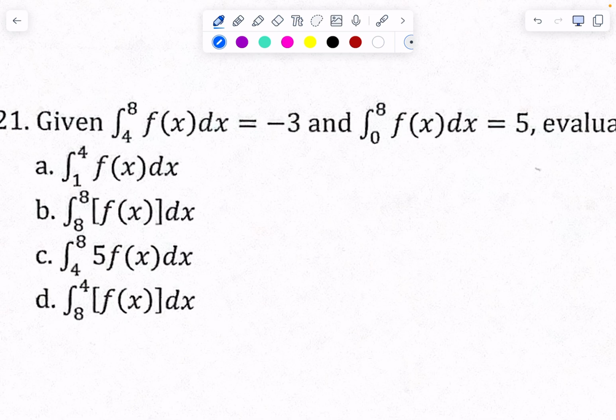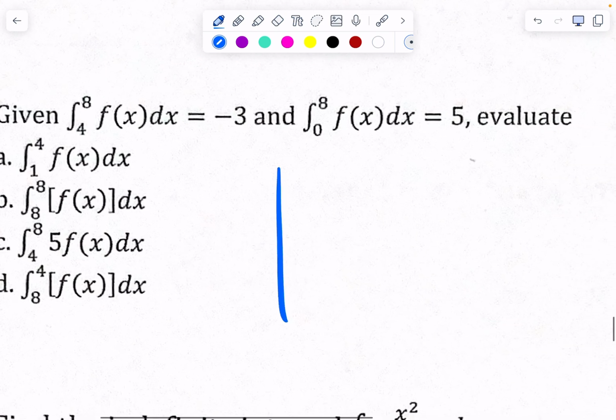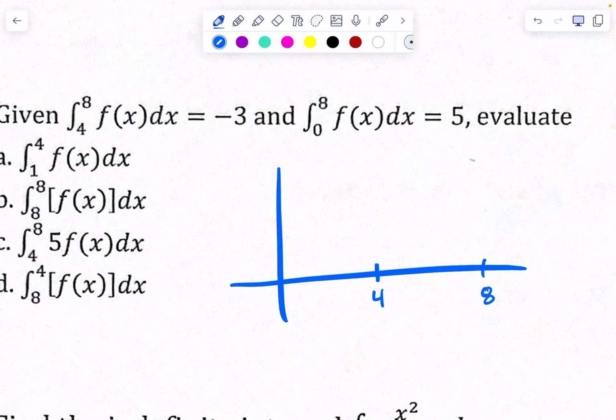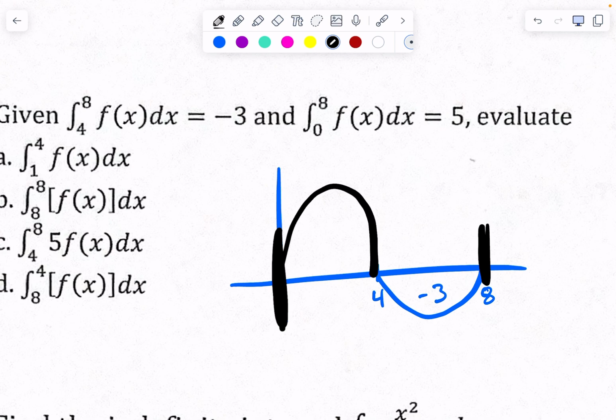Okay, so f of x looks something like this, right? From 1 to 4, and 4 to 8, it's negative 3. So let's say here is 4 and here is 8, and we're at negative 3. That's the area, right? But if I go from here to here, it has a positive 5. So what does this have to be? 8. Oh! So that's 0.